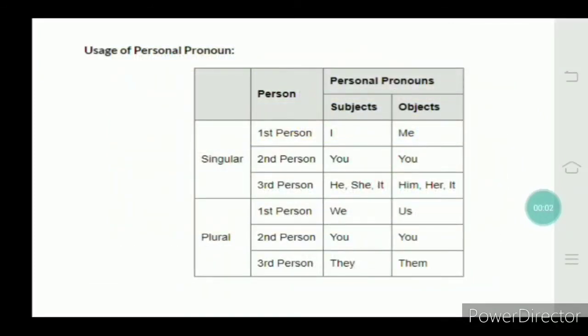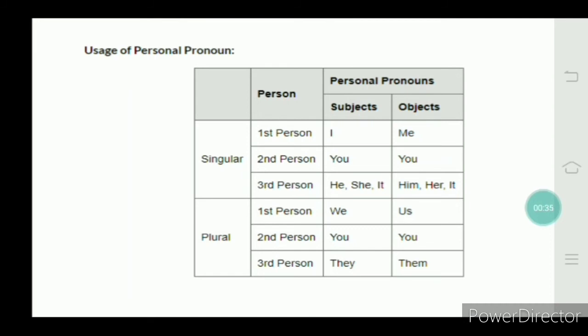Okay, before answering activities on transforming active to passive voice and vice versa, passive to active, you have to take note of usage of personal pronouns here. So we have the singular first person, second person, third person, and plural first person to third person. So what are the examples? So the first example, first person, is I. If you use I as an object, it will become me, not I.